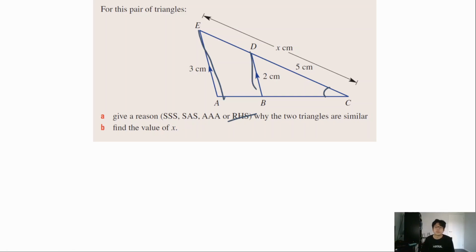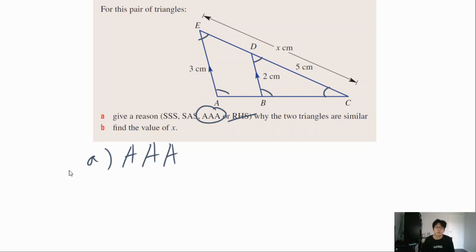And because these two lines are parallel and it shares this line, it shares the A to C line and the E to C line, it means these angles will be the same and those angles will be the same. So the test F fulfills or satisfies is AAA. So the answer to question A will be angle, angle, angle.